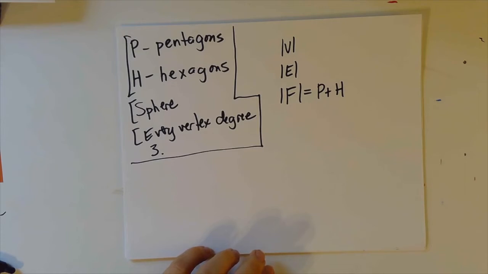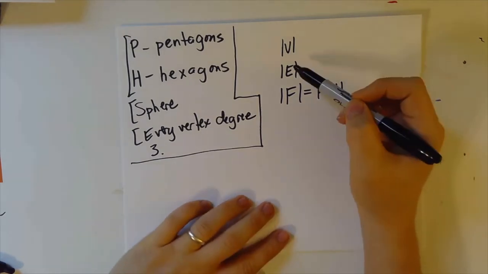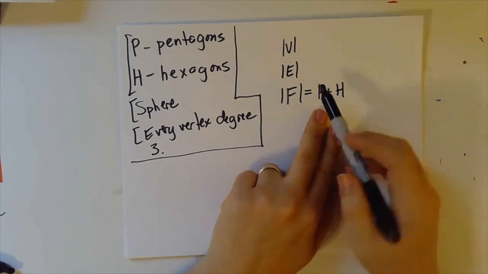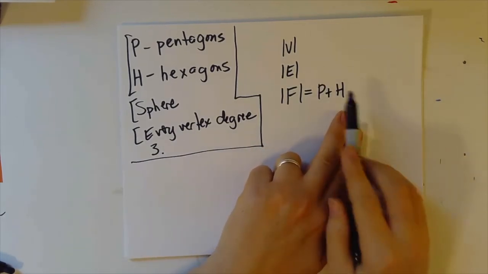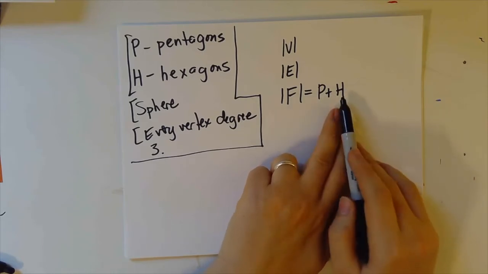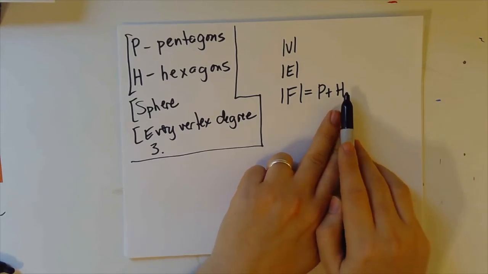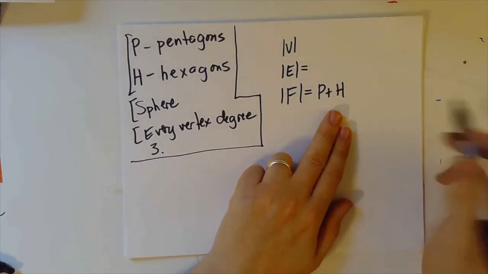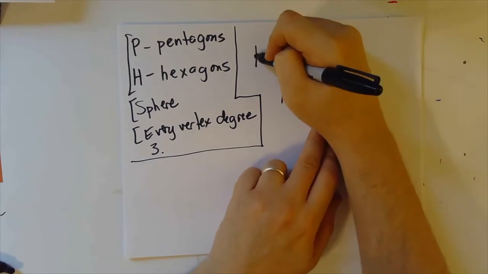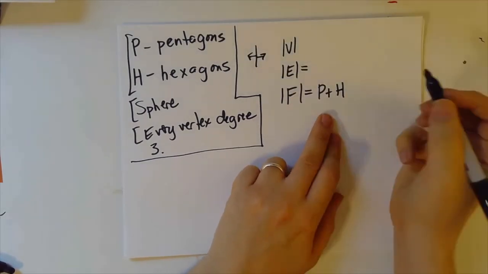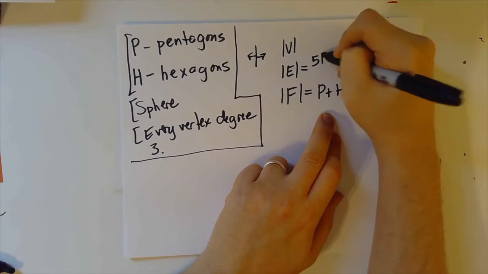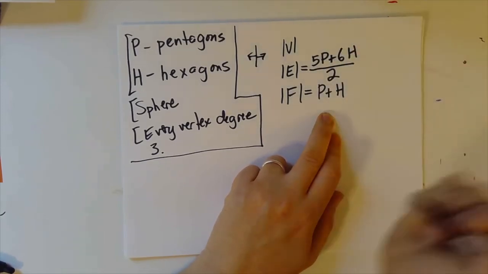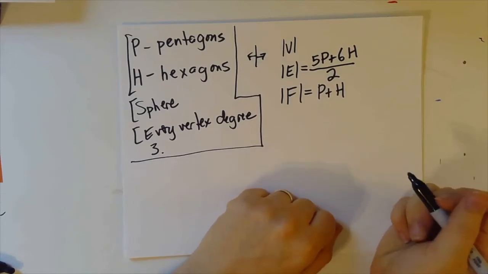Okay, so then we have to figure out, what's the number of edges? Well, every pentagon has 5 edges. Every hexagon has 6 edges. So that's 5p plus 6h. But remember, we've counted every edge twice, because we've counted both sides of the edge, that side and that side. So this is 5p plus 6h, all divided by 2.